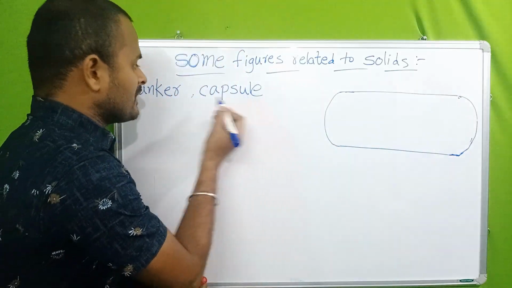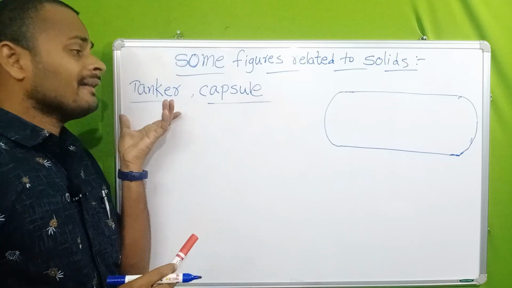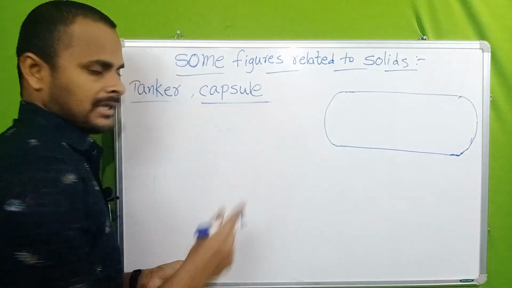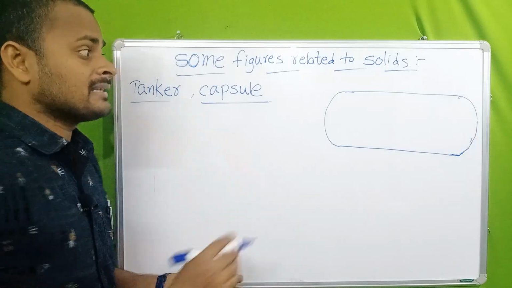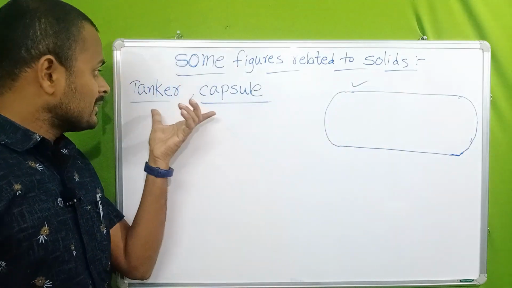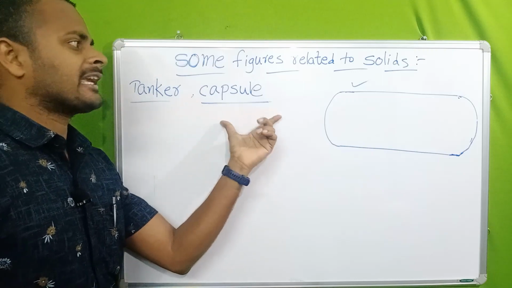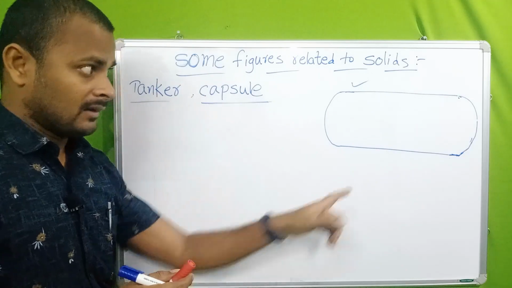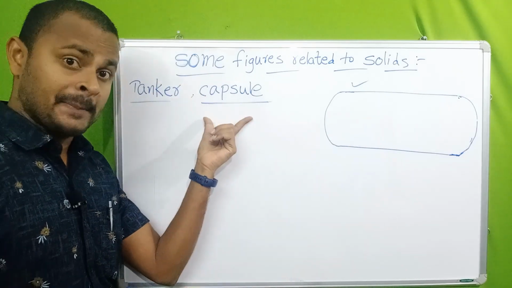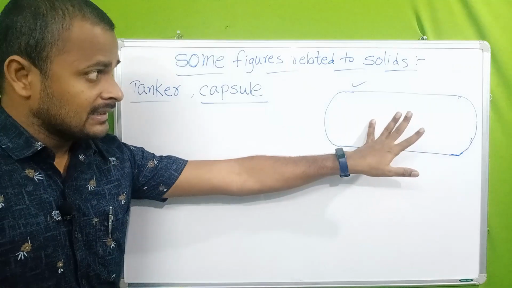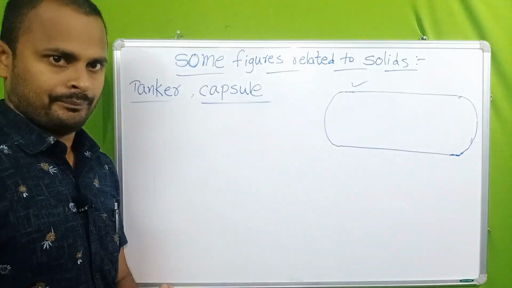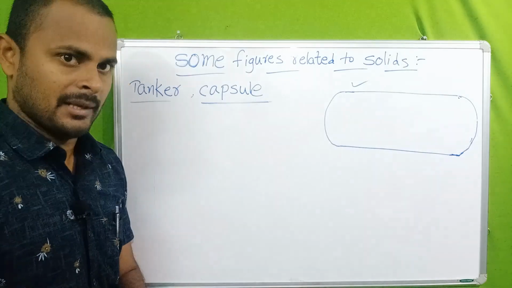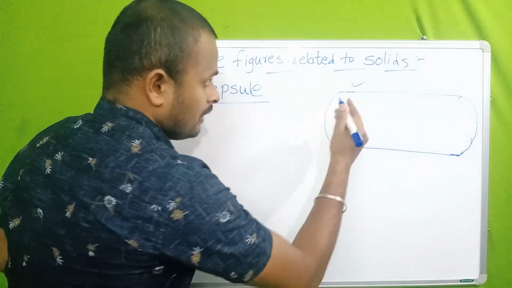So the first shape is a tanker, a water tanker or oil tanker, and also a capsule. Capsule means not a tablet, it's a capsule, like this shape. So just imagine what the shape of a tanker is, and what the shape of a capsule is. By observing, this is not a complete cylinder. What kind of shape is this? It is a combination of 3 shapes. Am I right or not? Just observe here.